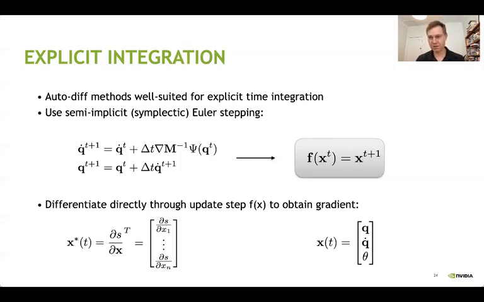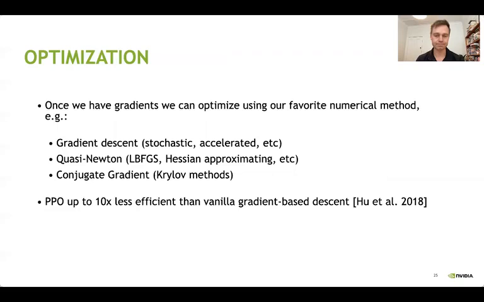But we can describe the entire semi-implicit step as f. We're just going to call these two operations f. It's a function that takes our current system state and gives us our next system state. Again, our goal is to differentiate through f to obtain the gradient of our loss with respect to that input parameter. Once we have that gradient, we can just apply our favorite numerical method: gradient descent, some quasi-Newton methods, or even some conjugate gradient nonlinear methods.